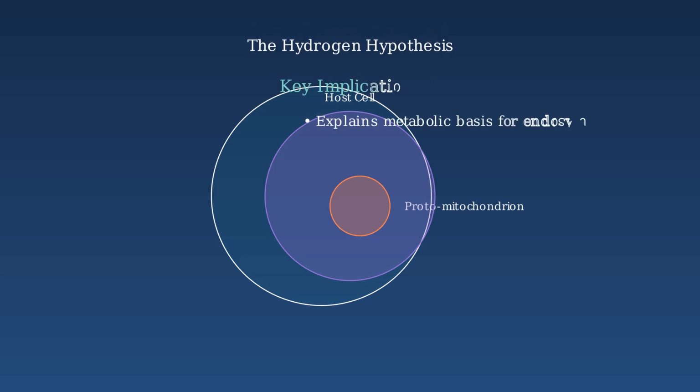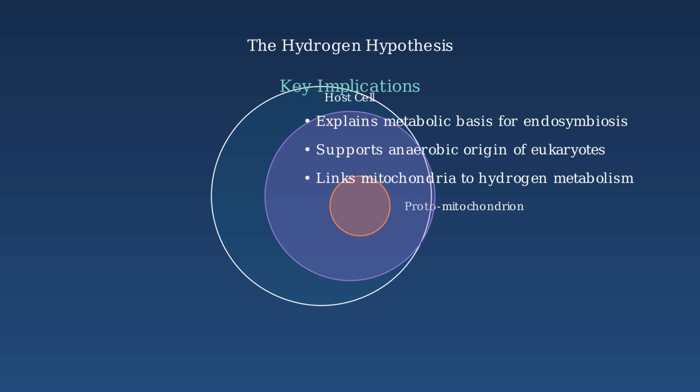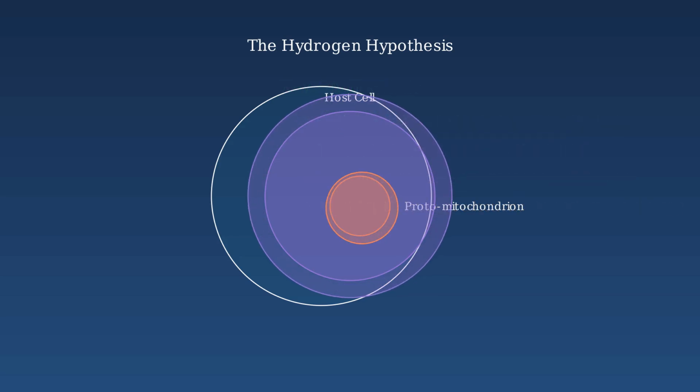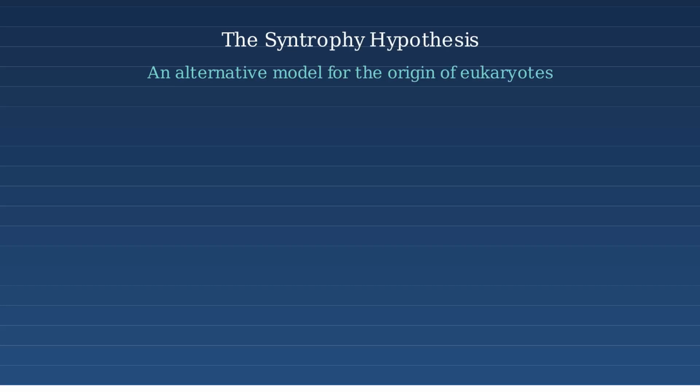The hydrogen hypothesis has several important implications for our understanding of early cellular evolution. It suggests that eukaryotes originated in anaerobic environments and that mitochondria evolved from bacteria specifically involved in hydrogen metabolism. Most importantly, it provides testable predictions that can be examined through comparative genomics and molecular biology. The hydrogen hypothesis provides a compelling explanation for how metabolic dependencies could have driven the evolution of complex cellular structures through endosymbiosis. The syntrophy hypothesis offers an alternative model for understanding the origin of eukaryotes.